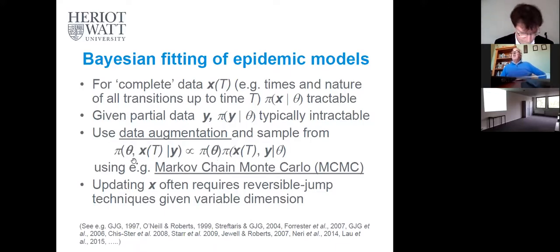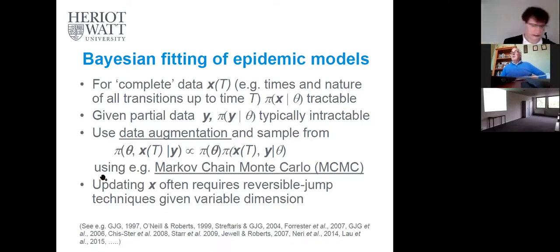And then if we were able to simulate from this joint posterior of theta and the unobserved data, then if we keep our theta values that we simulate, that will then give us the desired posterior density pi of theta given y. So that's just a very quick overview of the Bayesian approach. You treat all the unobserved transitions as additional parameters, we append them to our parameter vector for the model and look at this joint posterior.